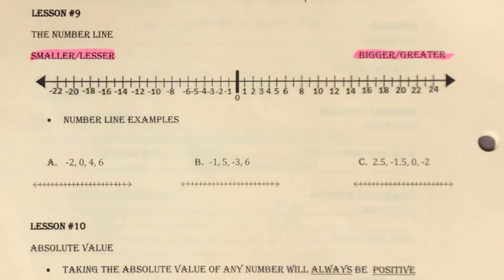Well, let's take a look at 3 examples. What we're working on in lesson number 9 is graphing these numbers that they give us on a number line. What I like to do is look at the numbers first, get an idea of what numbers I need to have on my number line, and then go from there. So on example A, I see -2, 0, 4, 6. I need to make sure that all those numbers fall on my number line somewhere.